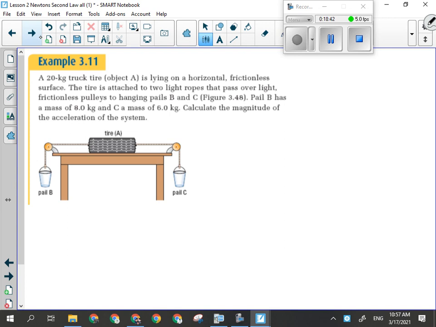So, could work something like this. You guys could give this one a try. Okay? We have these two pails, so they're saying that pail B, which is this side here, is 8.0 kilograms. Okay? And this one here is 6.0 kilograms. Right? And the tire is 20 kilograms.